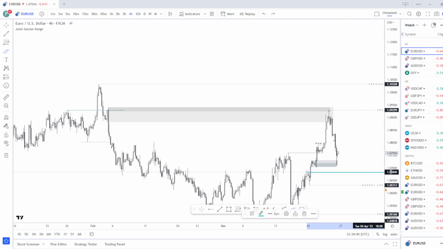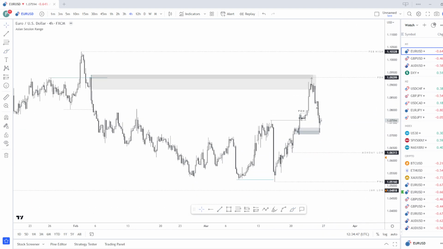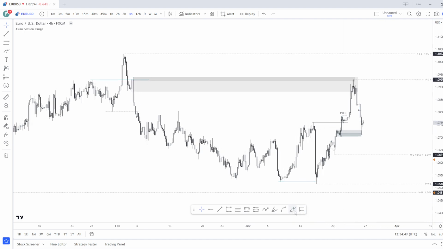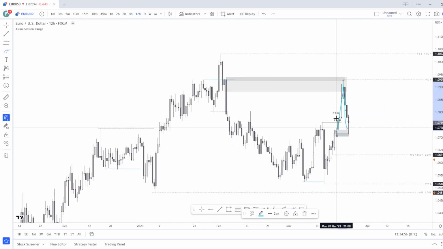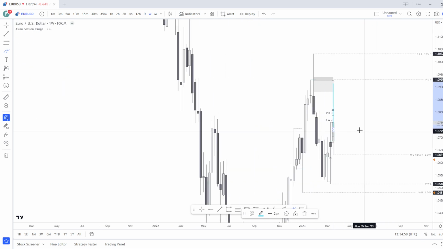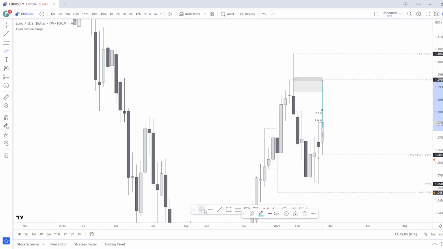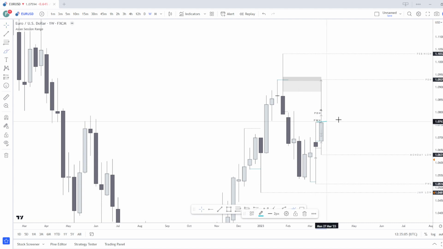We could come down to this demand and get a really nice entry to the upside. You don't know, but at the end of the day, you have your intuition, and like this V-shaped reversal. We go on 12-hour and look, it's like a giant spike. You go on the weekly, and look at the weekly candle. Look at the giant wick on it. We've also got a giant wick here. Double-ended candle, this one.